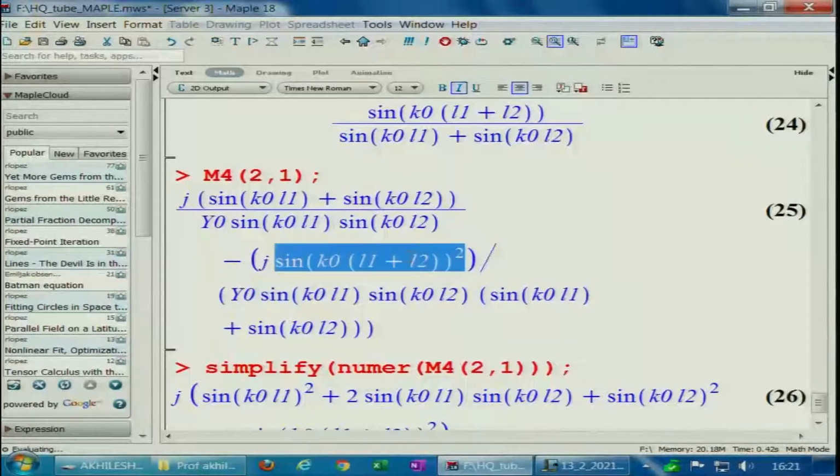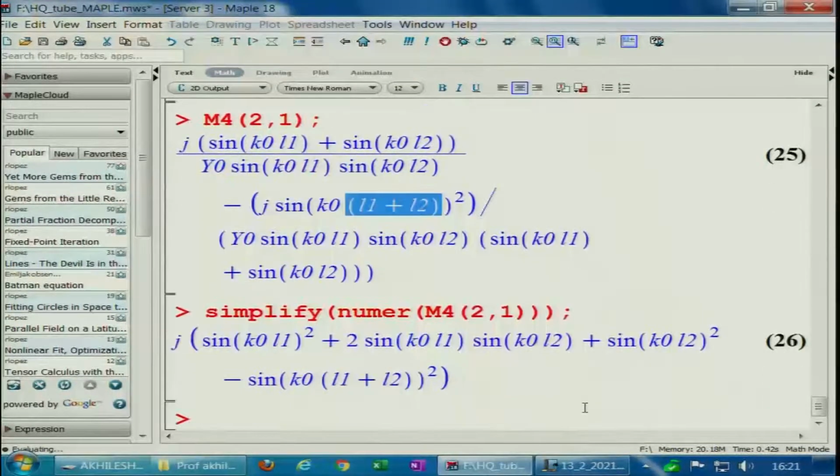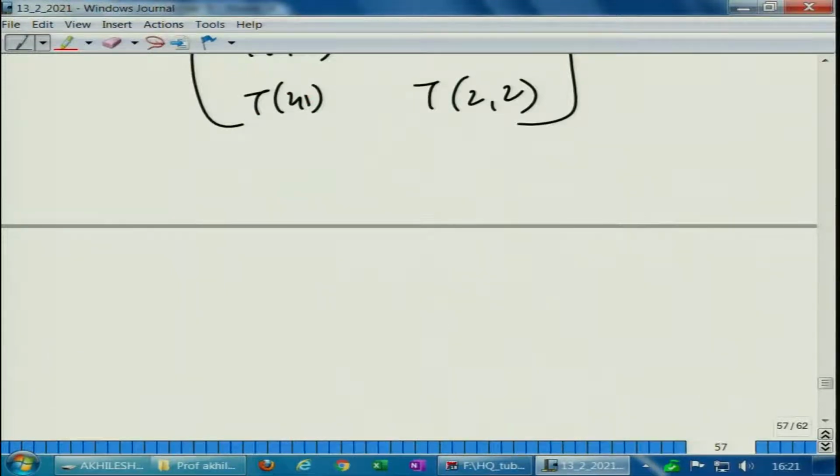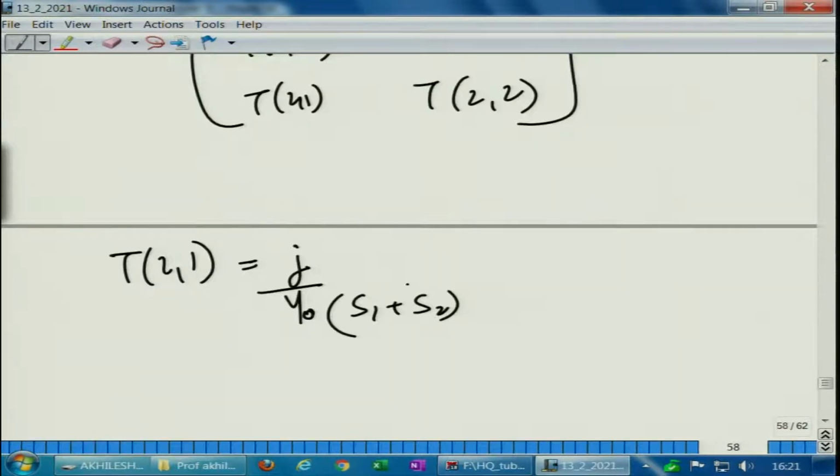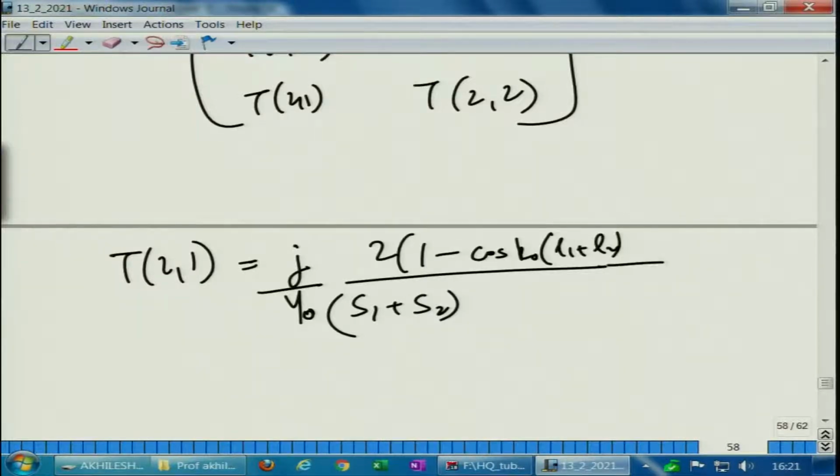So, the numerator is this thing. Basically, when you simplify the entire expression, T21 will be equal to j y naught, and of course, in the denominator there will be S1 plus S2, and in the numerator there will be 2 times 1 minus cos of L1 plus L2. Okay. So, you will have this kind of a thing.